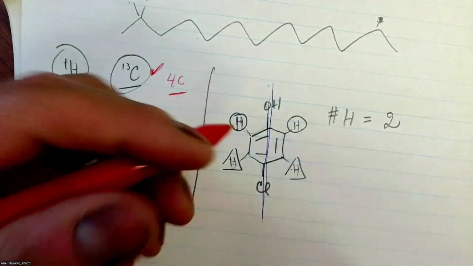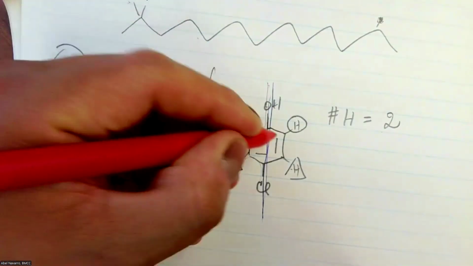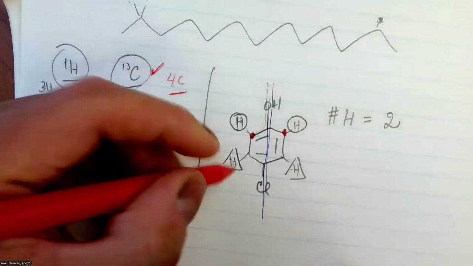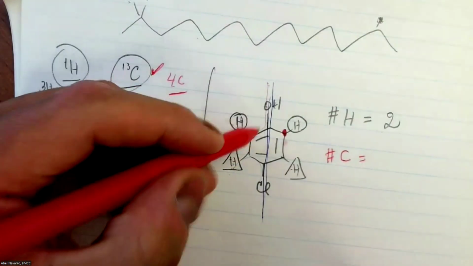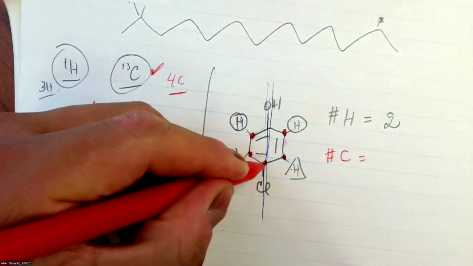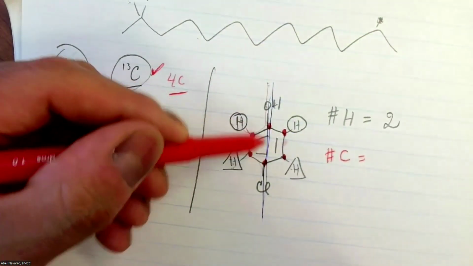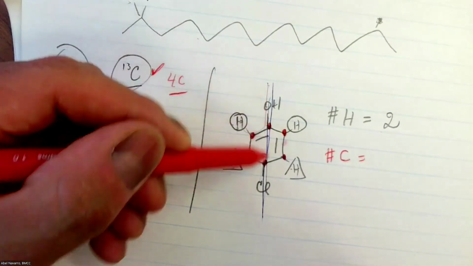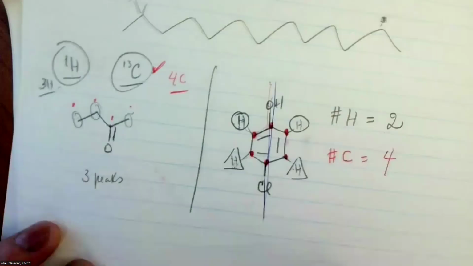What about carbon? Well, in carbon, same thing, right? This one is equivalent to this carbon. Number of carbons. That's 1, 2, 3, and 4. Why are these not equivalent? Because this one is next to an OH and this one is next to a Cl. So of course they cannot be equivalent. So 4 carbons here. Okay. Let's do another one.